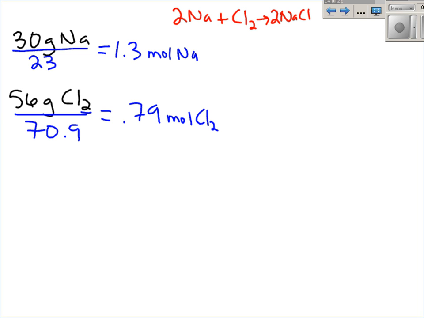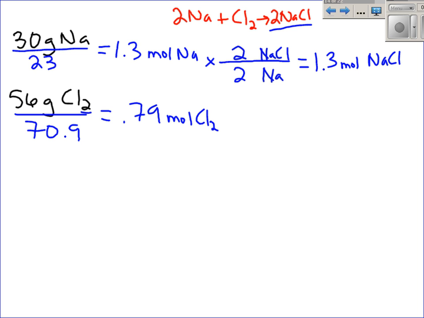Now I need to say, based on these values, what is the maximum amount of NaCl that can be created? In other words, I'm going to have to use a mole ratio. Let's do the top one. I want to get sodium converted to NaCl. Sodium goes on the bottom, and NaCl goes on top. The coefficient in front of sodium is 2, and the coefficient in front of NaCl is 2. Therefore, the number of moles I can produce of NaCl using sodium is 1.3 moles.